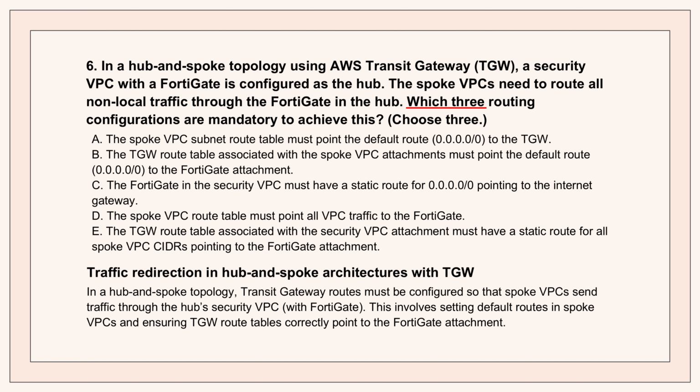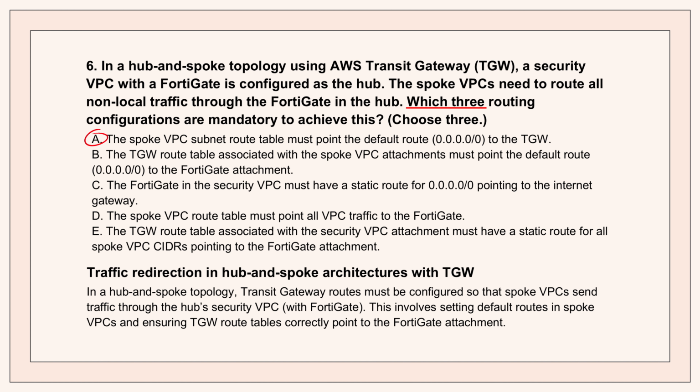First, the spoke VPC subnet route table needs its default route, that's 0.0.0.0/0, pointing to the TGW. What this does is tell every instance inside those spoke VPCs, if the destination isn't within this local VPC subnet, send the traffic over to the transit gateway. That's step 1, getting all non-local traffic out of the spoke and towards the hub. Okay, step 1, spokes point to TGW.